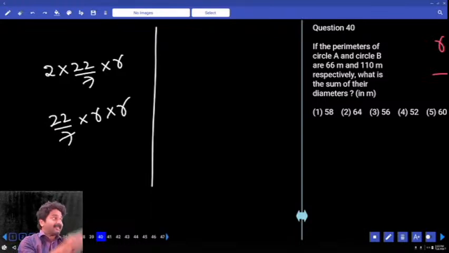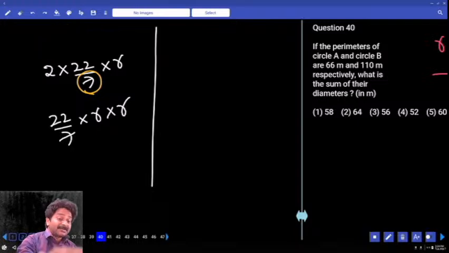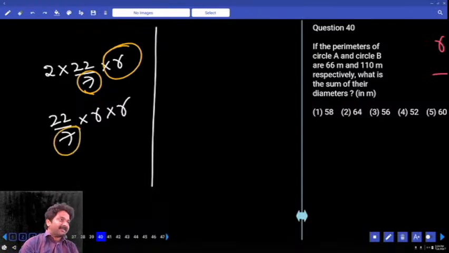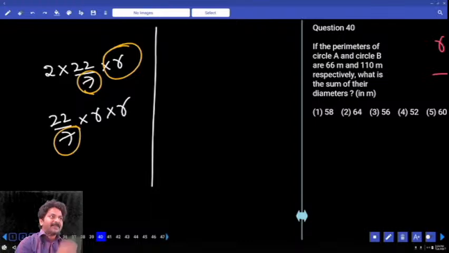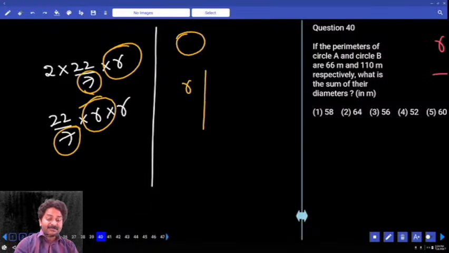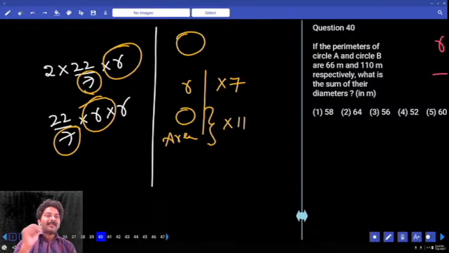If you observe your denominator, what is your denominator? Can you cancel this 7 in 22? Then where is the possibility to cancel 7 with? R has to be a multiple of 7. Here also, denominator 7 you have. If you want to cancel that, there is only one possibility and it is radius. So whenever you have data regarding circle, radius must be a multiple of 7. Perimeter or the area must be a multiple of 11.